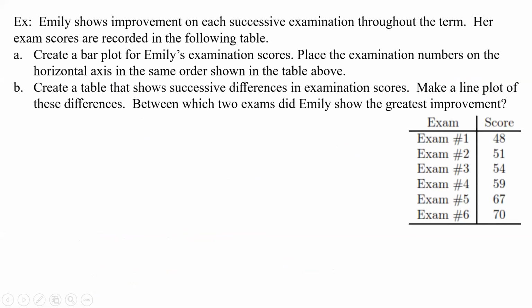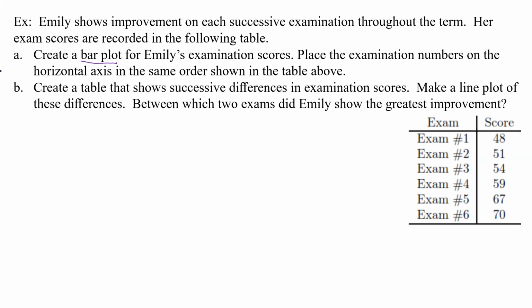All right, so this one we have, Emily shows improvement on each successive examination throughout the term. Her exam scores are recorded in the following table. So we can see over here all of her exam scores and what they are. What it wants us to do is create a bar plot. So if you remember from section 1.1, we created bar plots for her exam scores. And then we're gonna place the exam numbers on the horizontal axis in the same order shown in the table. So 1, 2, 3, 4, 5, 6. And then our y-axis is going to be the actual score.